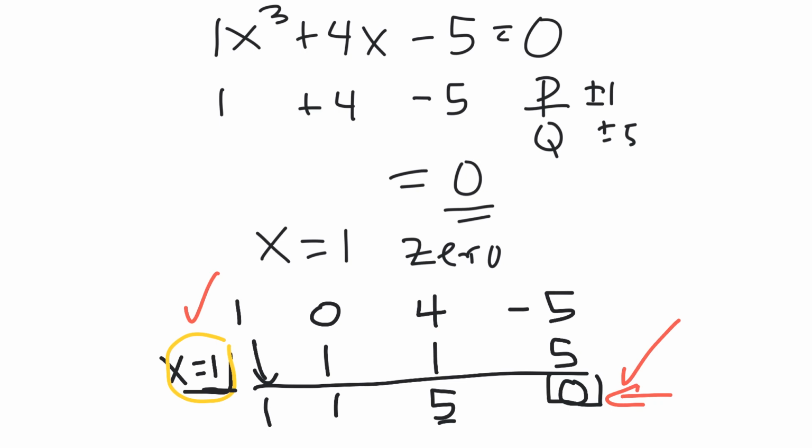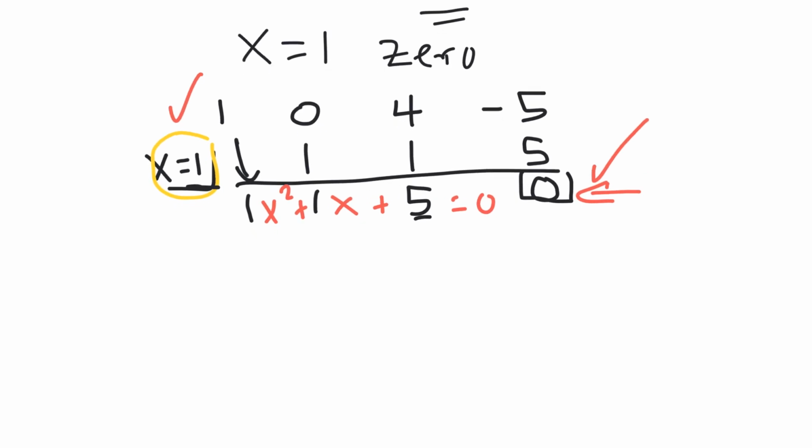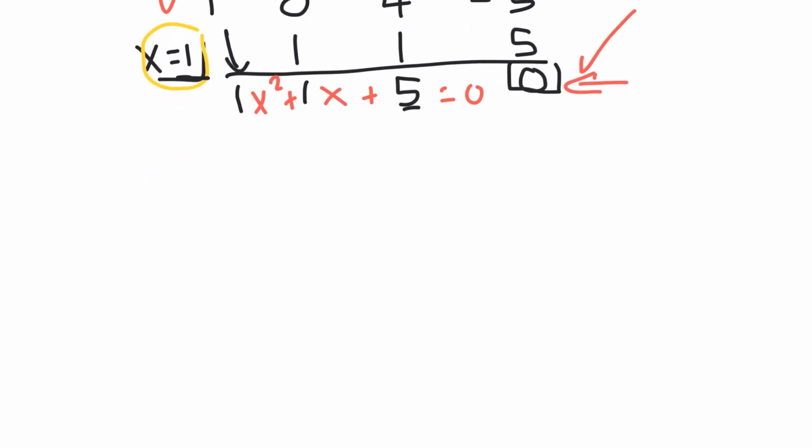So now we have, we started with x cubed, and we divided by x minus 1, so we now have x squared plus x plus 5 equals 0. So now we have a quadratic equation that we need to solve. And so how do we solve x squared plus x plus 5? Well, we can't factor that. So what we can do is maybe use the quadratic formula.